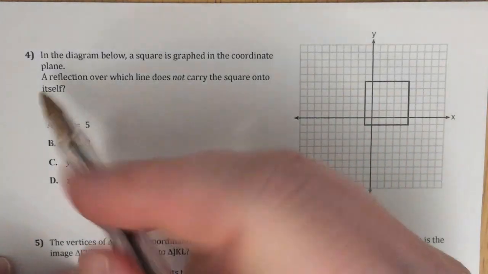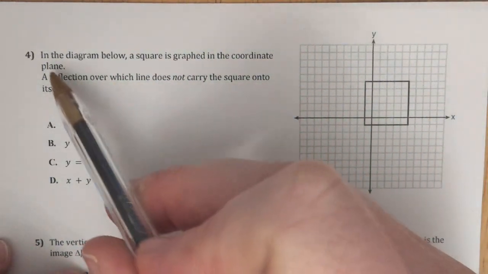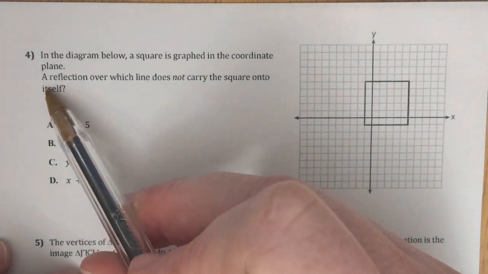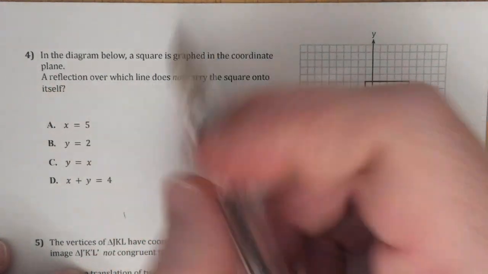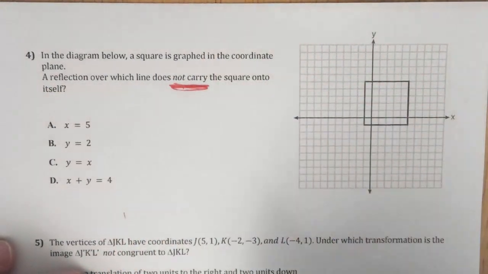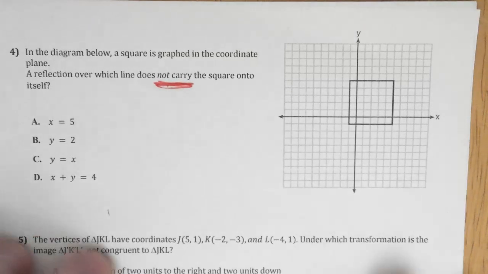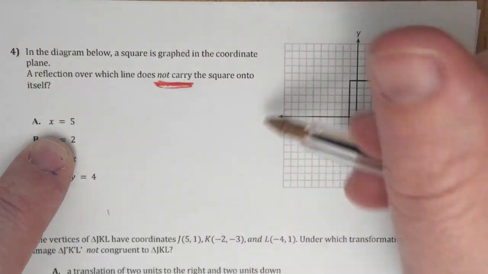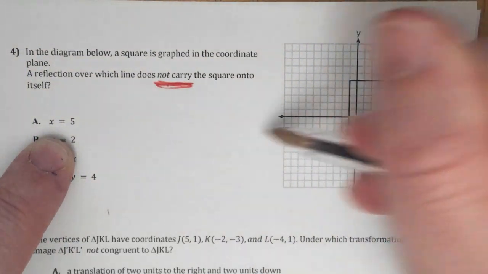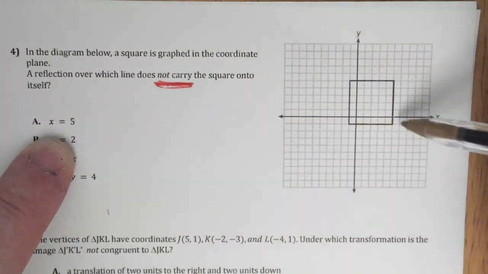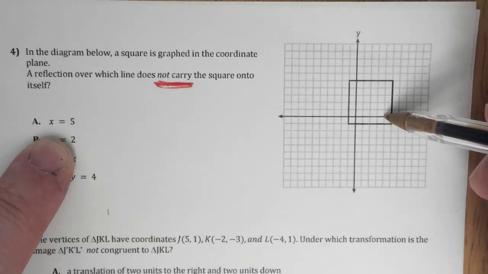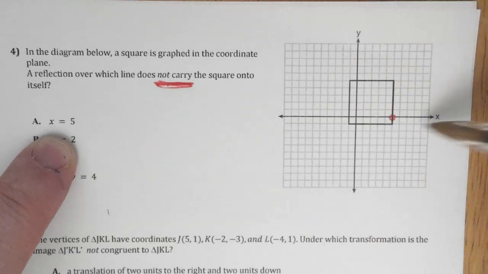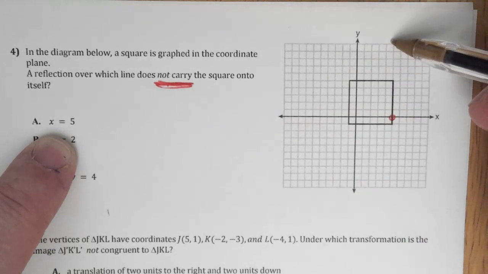All right, number 4. They're saying in the diagram below, a square is graphed on the coordinate plane. A reflection over which line does not carry the square onto itself? So let's see. x is 5. Here's the x-axis, and on the x-axis, this is 1, 2, 3, 4, 5. Now how do you hit that? You hit it like this.